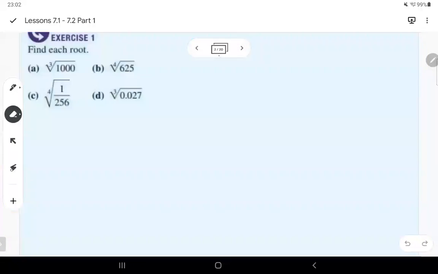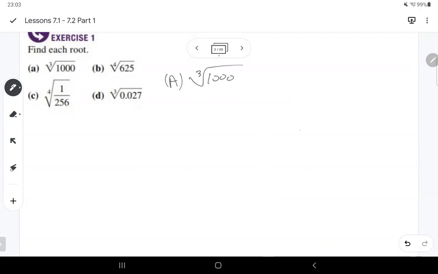All right, so let's work these examples. The question you want to ask yourself is, if we are looking for the cubed root of 1,000, what number cubed will give you 1,000? In other words, what number times itself 3 times will give you 1,000? And that number is 10.